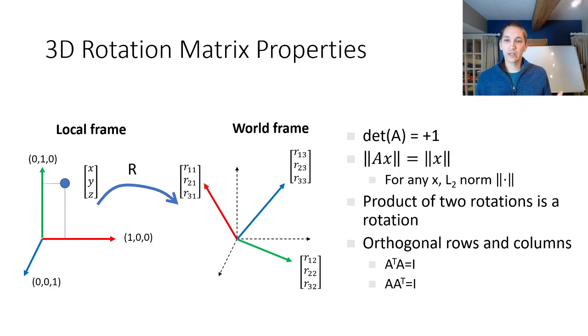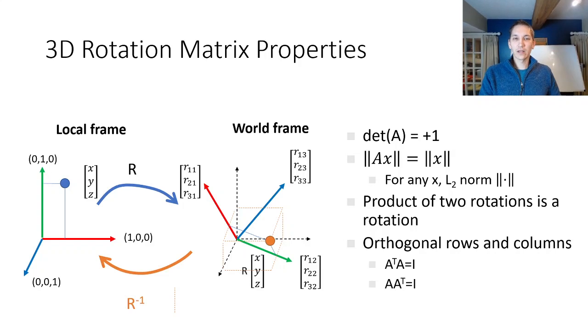Moreover, the product of any two rotations is also a rotation, and also the rows and columns of the rotation matrix are orthogonal. This also means that the rotation matrix's inverse is also its transpose. So basically, if we wanted to take this point and convert it back into local coordinates, we can just multiply it by the inverse transform, or the transpose of R. Both of those are equivalent.